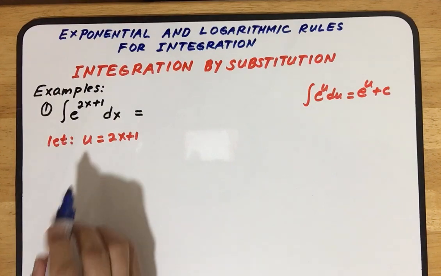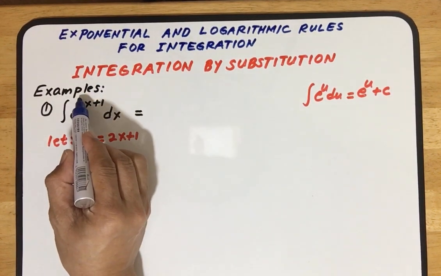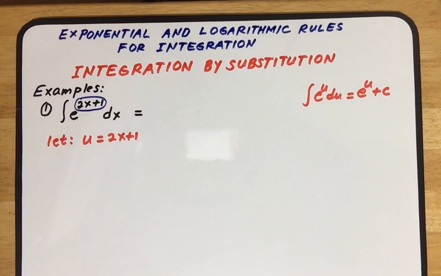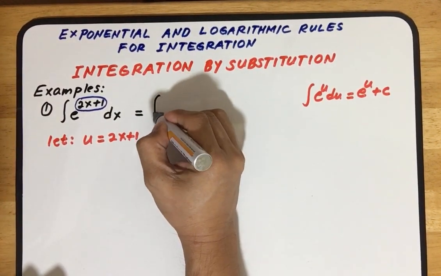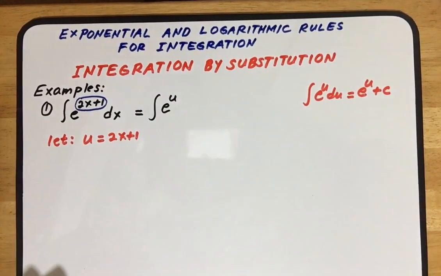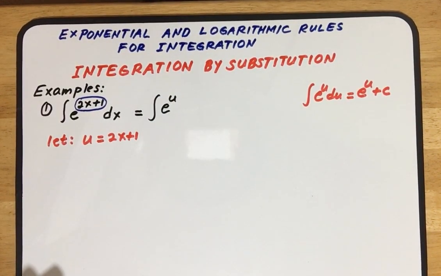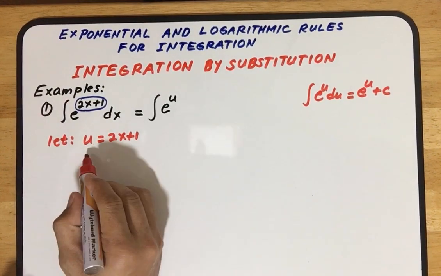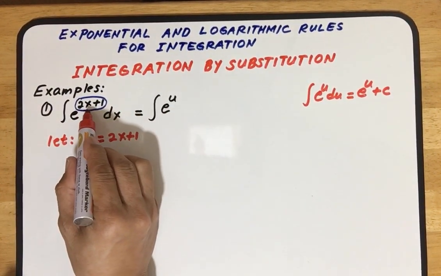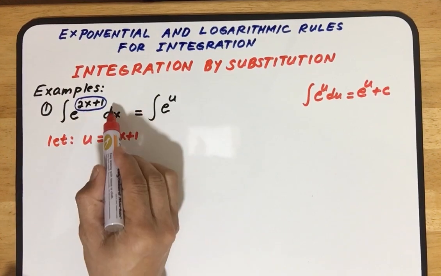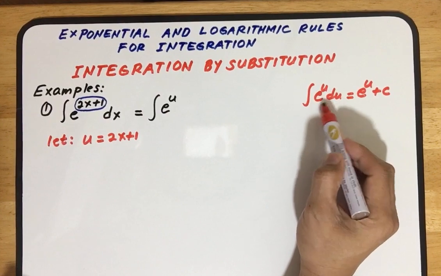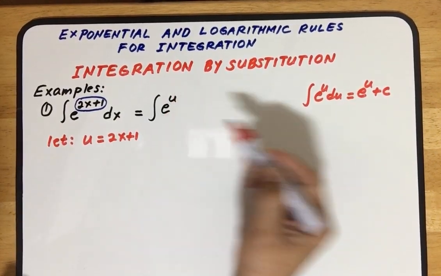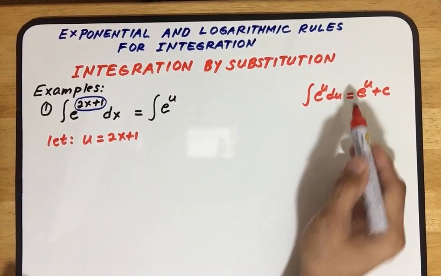So from here, if we let this be our u, we can now rewrite our integral as the integral of e to the u times du. So what is our du? From our u, we can find du, so that we can have this form of our integral, e to the u du. We have e to the u, but we don't know what du is, so we have to solve for du from this.